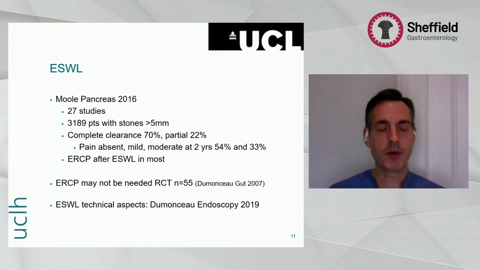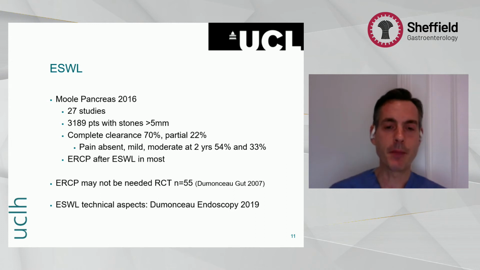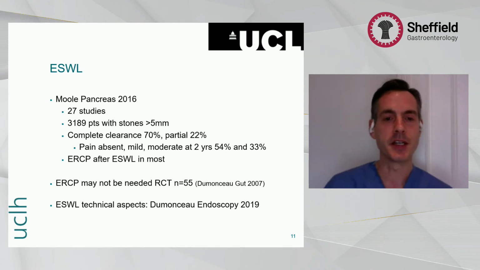Now, ESWL, we don't do much of it at UCLH. We probably ought to revisit it. If you look at the meta-analysis from 2016, it's profoundly successful. So complete clearance in 70%, partial clearance in 22%. And if you do manage to completely clear the duct with ESWL, you've got a 54% chance of having either absent pain or improved pain at 2 years.